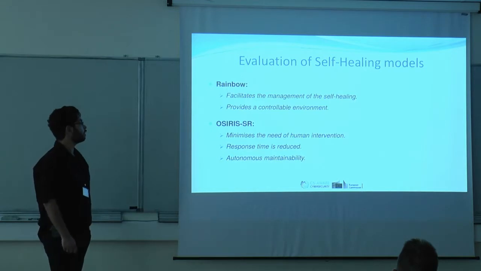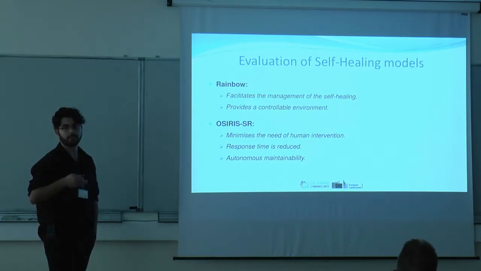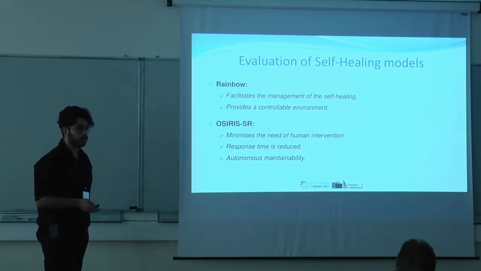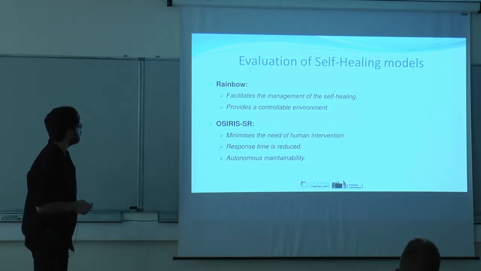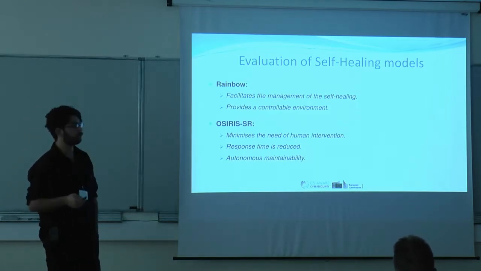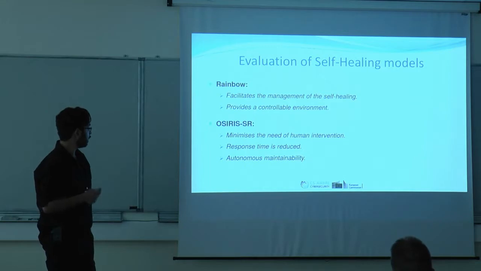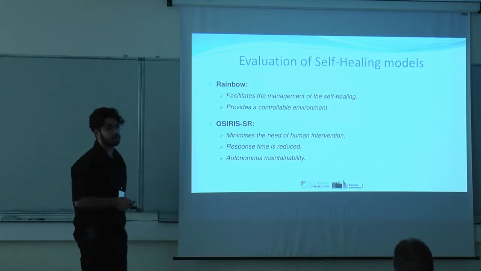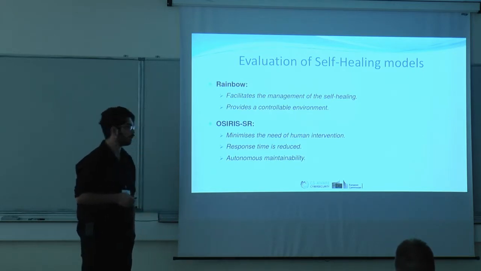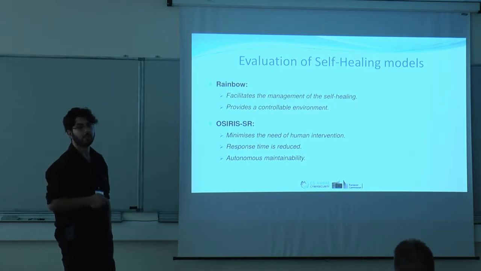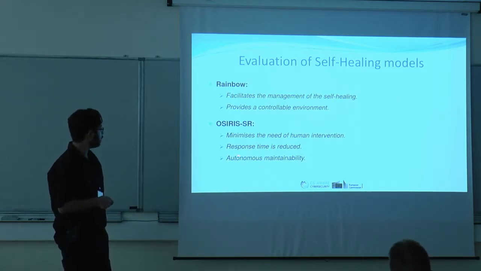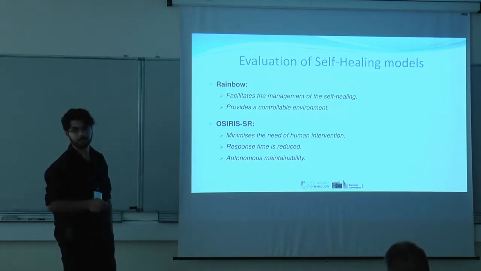Here comes the evaluation of these models. Why are they good? Why are they used? Why should we implement these models? Regarding Rainbow, it facilitates the management of self-healing. It provides a controllable environment as well. Also, it minimizes the need for human intervention. The response time is reduced. It's really important. And here we can add the cybersecurity awareness. And we have the autonomous maintainability.